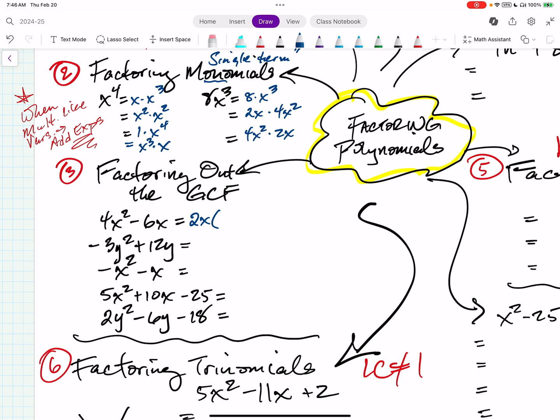Now, when you factor it out, you can think of it 2 different ways. You can think of it using multiplication. I know that 2x times 2x gives me the 4x squared, minus 2x times 3 gives me the 6x. When you take your GCF, the 2x, you want to distribute through to check your factoring.